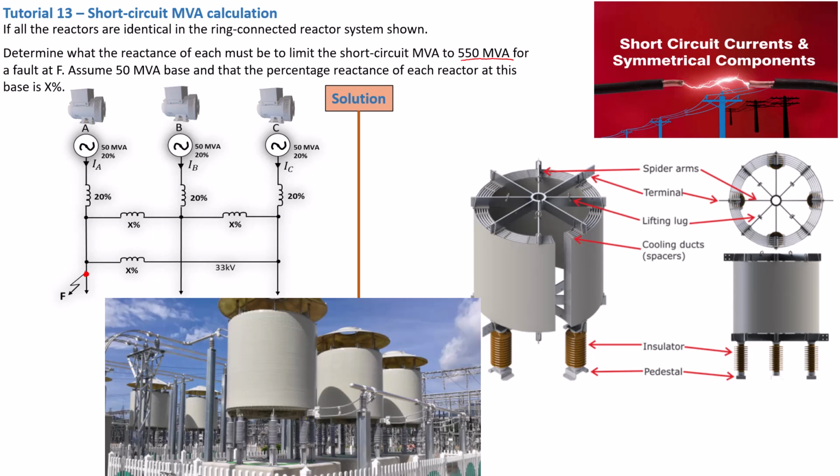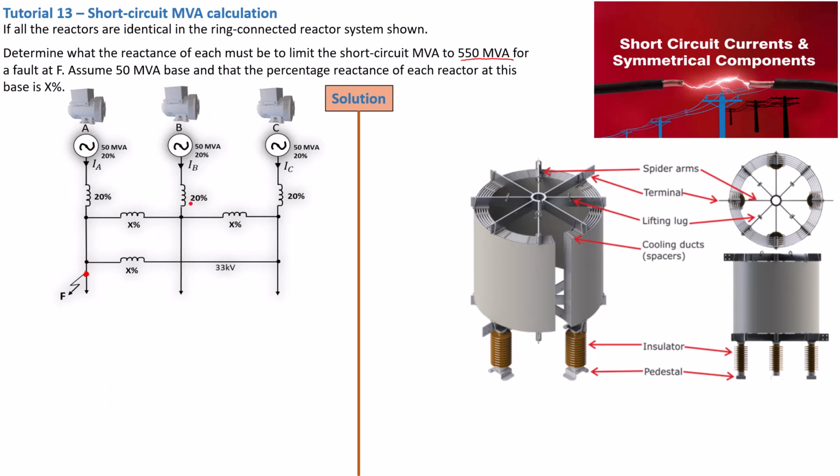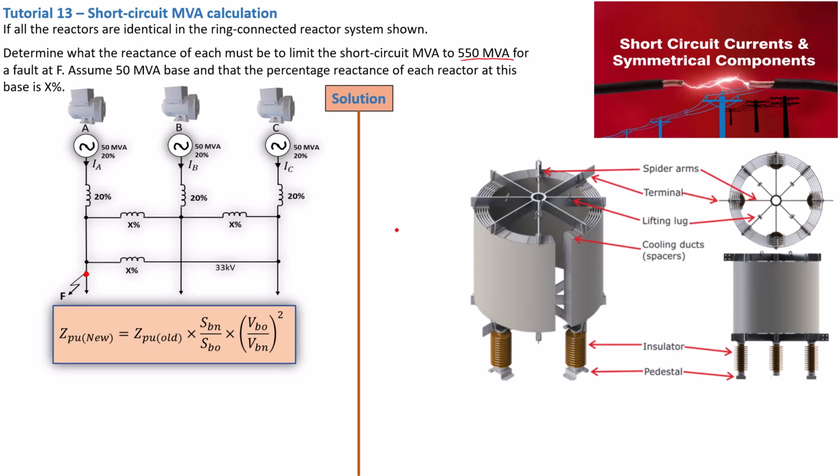First thing first, we need to find the per unit impedance of each one of these generators that are connected in a delta configuration with these reactors. To find the per unit, we use the general per unit formula, Z per unit new. These generators are said to have a 20% per unit reactance each, but that is the old one. Since we are going to be working on a new base system with a 50 MVA base that we're going to assume, we need to convert every parameter into the new base MVA.